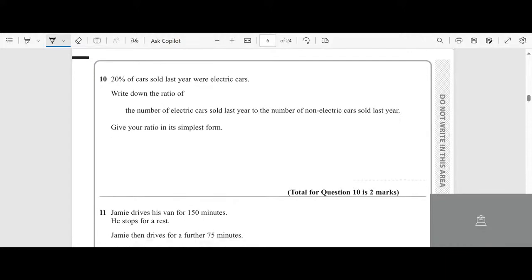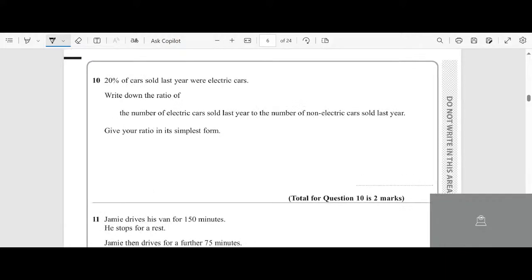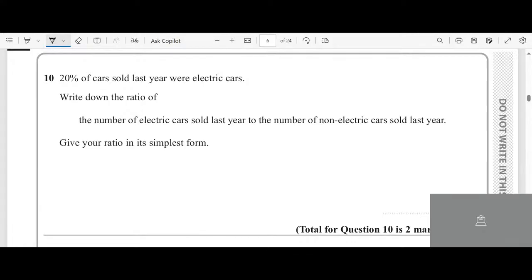Then we can proceed to question number 10. We're told that 20% of cars sold last year were electric cars. So we have electric cars and the non-electric. If 20% are electric, it means that the non-electric were 80%, because percentages add up to 100.